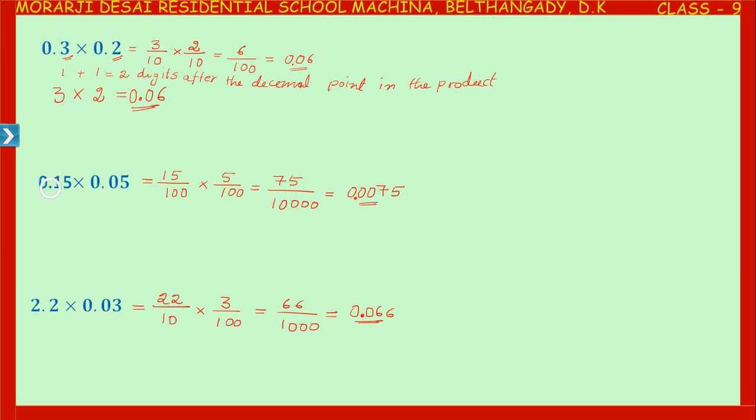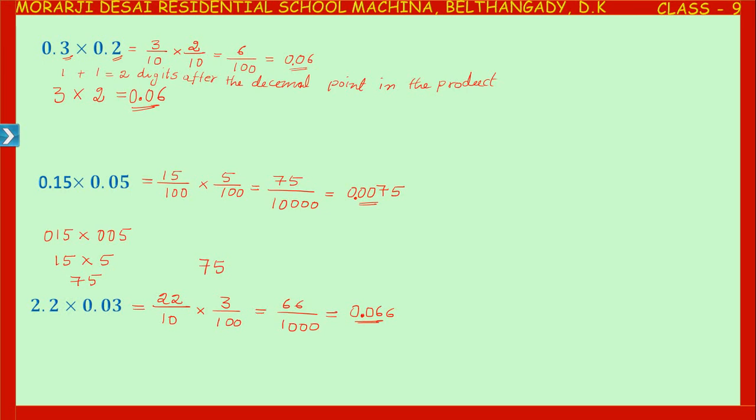See, remove the decimal point of 0.15. If I remove the decimal point, that becomes 15. If I remove the decimal point of 0.05, that becomes 0, 0, 5. 0, 1, 5 means that is 15. 0, 0, 5 means that is 5. 15 fives are 75. So 75 is there in the answer.